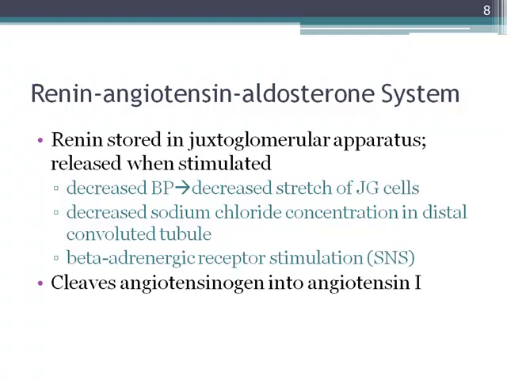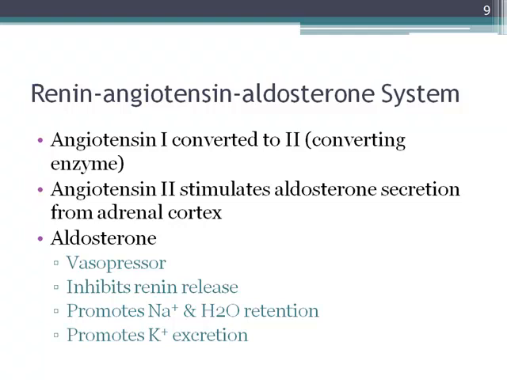And renin changes angiotensinogen into angiotensin 1. And then angiotensin 1 is converted to angiotensin 2 by angiotensin converting enzymes. So you all know we talk about ACE inhibitors, angiotensin converting enzyme inhibitors. Well, here's the angiotensin converting enzyme itself. And angiotensin 2 stimulates aldosterone secretion and also causes significant amounts of vasoconstriction.